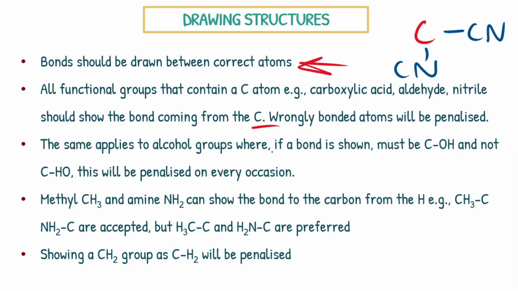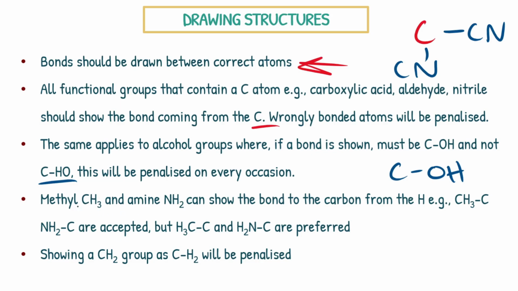The same applies to alcohol groups, okay? If you're showing a bond between the C and the OH, you need to do it bonded onto the oxygen part of the hydroxyl in the alcohol, okay? You cannot do CHO. This will be penalized on every occasion and you will lose the marks.